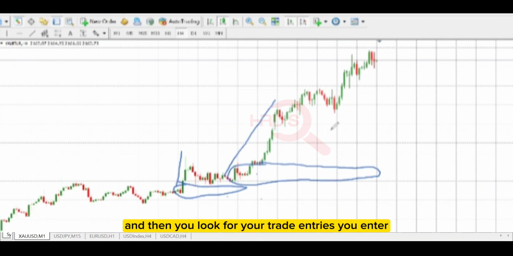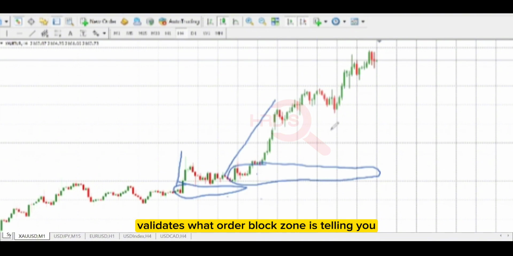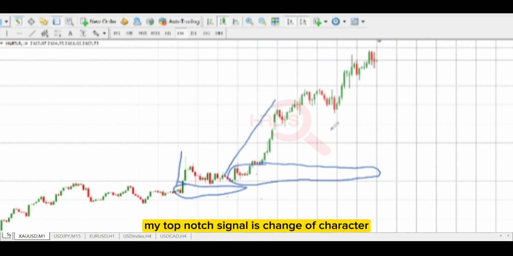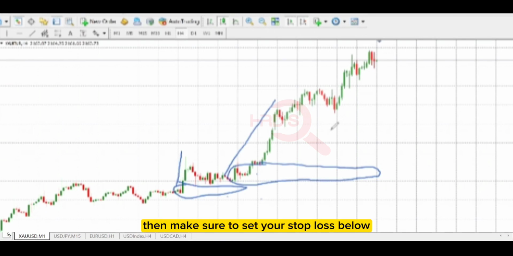And then you look for your trade entries, you enter, you look for confluence, use something else to validate what the order block zone is telling you. You should have confirmation strategies, some things other than the order block. This is what I look at. For me, my top-notch signal is change of character in my time frame of entry. Once I see change of character, I wait for retest and then I strike, okay? Then make sure to set your stop loss below the order block zone and then apply proper risk management. So that is what we call order block.